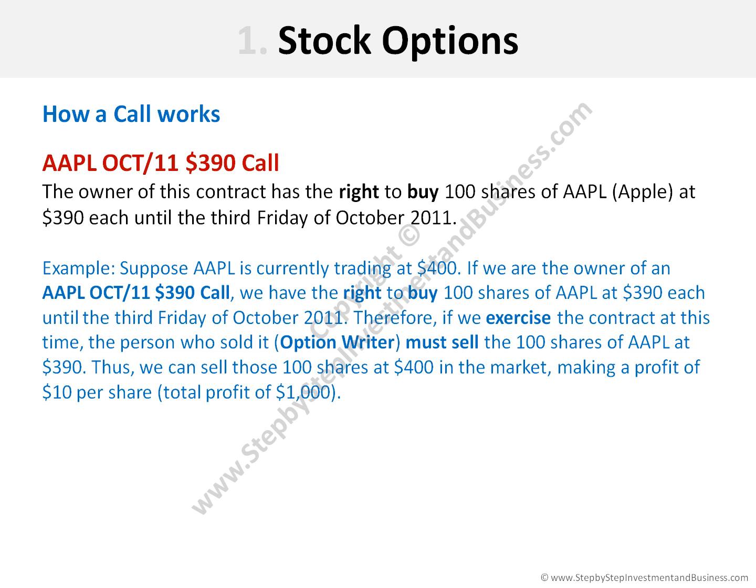Therefore, if we exercise the contract at this time, the person who sold it, who is called the option writer, must sell the 100 shares of Apple at $390. Thus, we can sell those 100 shares at $400 in the market, making a profit of $10 per share. That is, a total profit of $1,000.